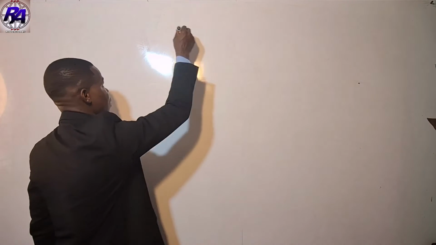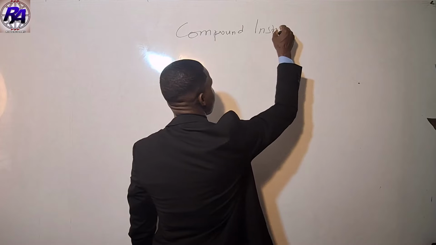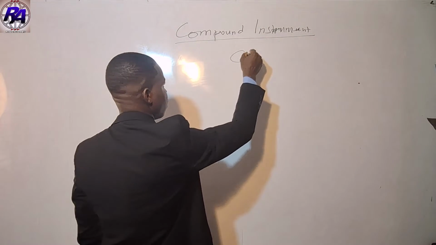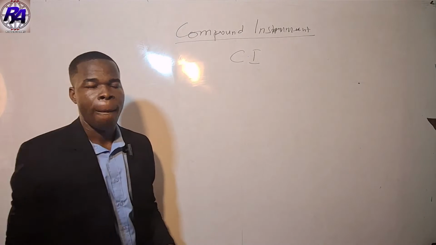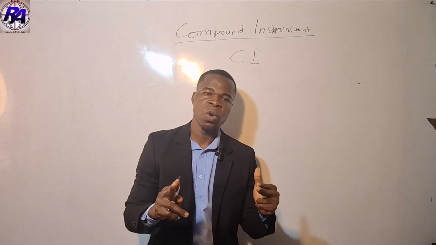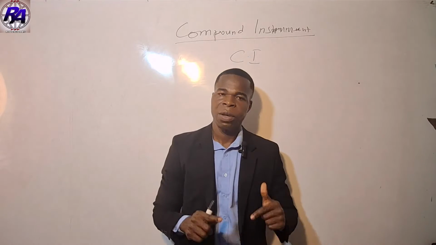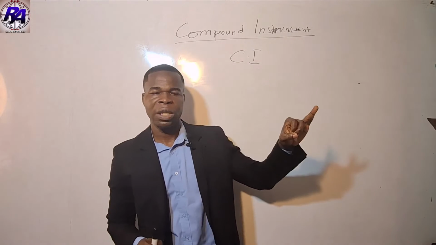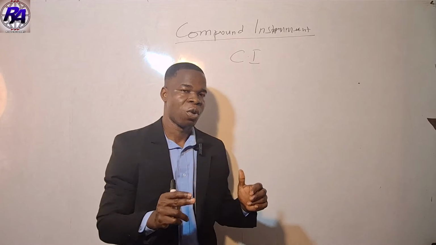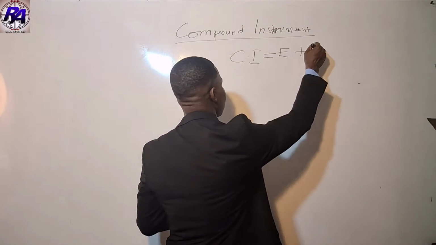Alright, so the focus for today is compound instruments. I'm going to denote it with CI, indicating compound instrument. What is it? A compound instrument is a financial instrument with two components, an equity component and a liability component. So algebraically, you will see that compound instrument is equal to the equity component plus the liability component.